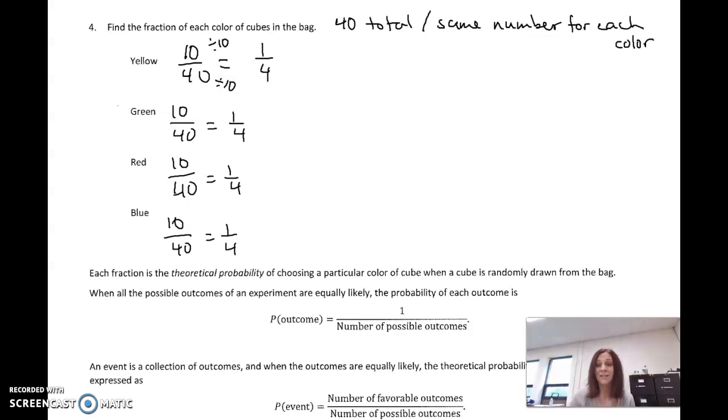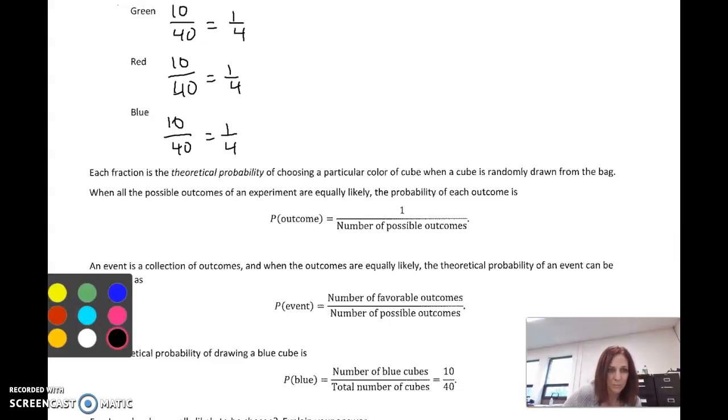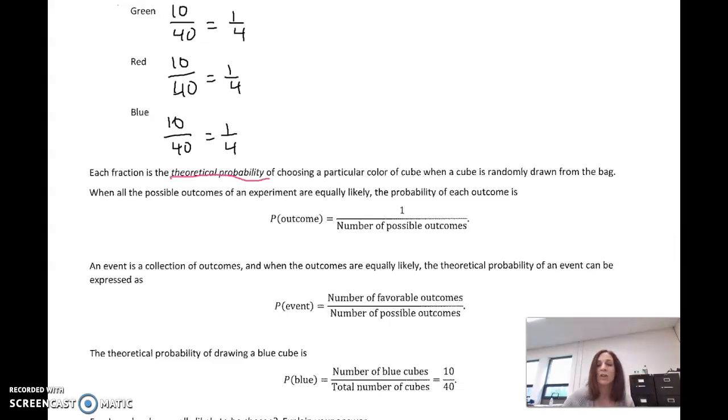All right, so let's move on to this idea of theoretical probability. Okay, so we're going to come back and talk about the example with the colored cubes. So each fraction is the theoretical probability of choosing a particular color of cube when the cube is randomly drawn. Okay, it says when all the possible outcomes of the experiment are equally likely, then the probability of the outcome is 1 out of the total possible outcomes, right?